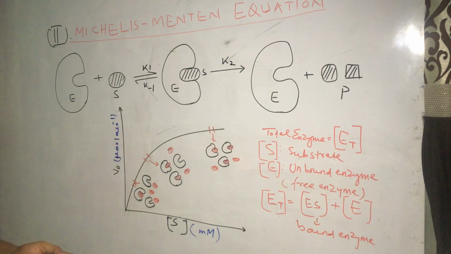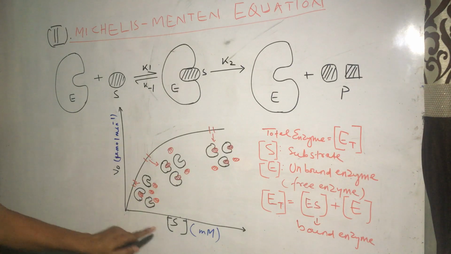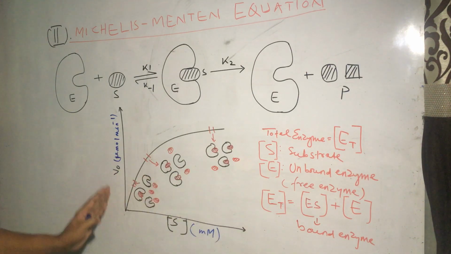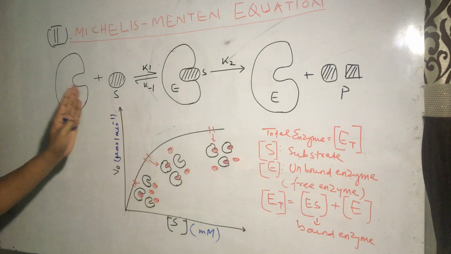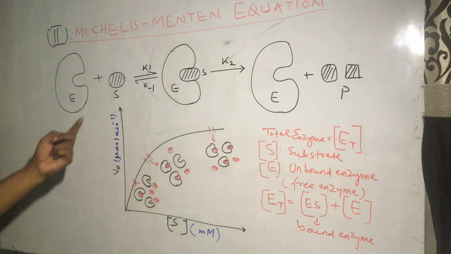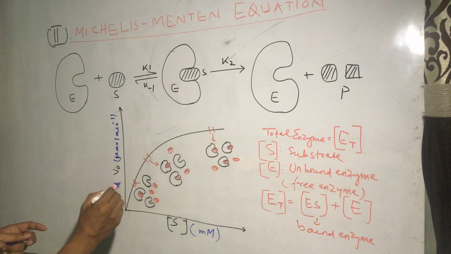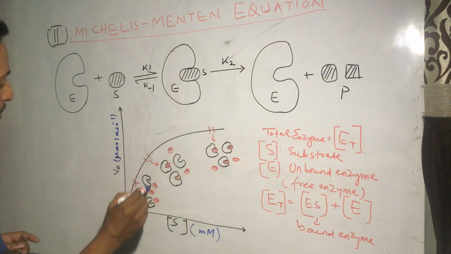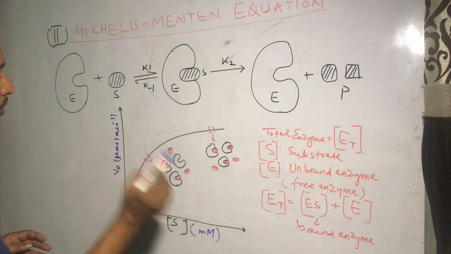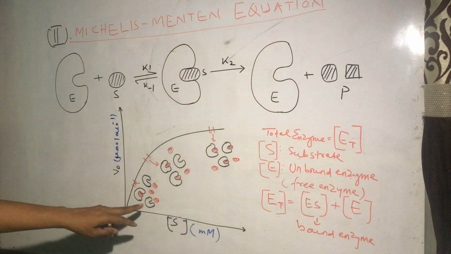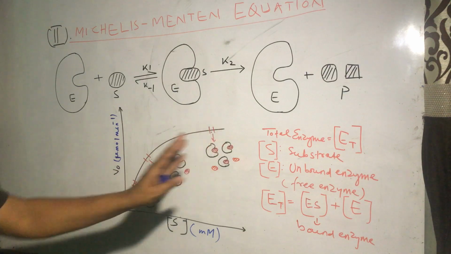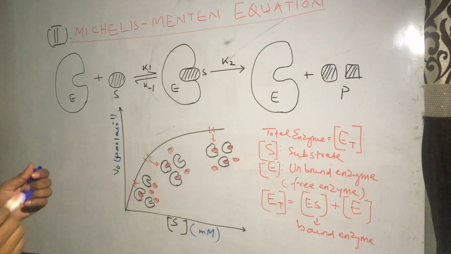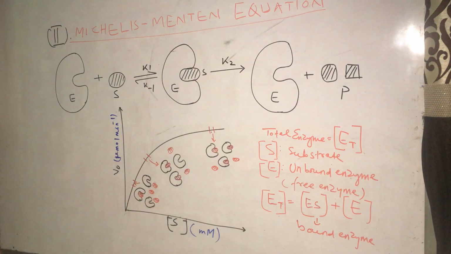So in simple language, the velocity is dependent on substrate. When substrate concentration increases, the velocity of reaction, I mean the initial velocity, increases. So suppose the substrate concentration is 1 millimolar here, 5 millimolar here, and 15 millimolar here. Here we have diagrammatically shown what will be the fate of this ES complex.